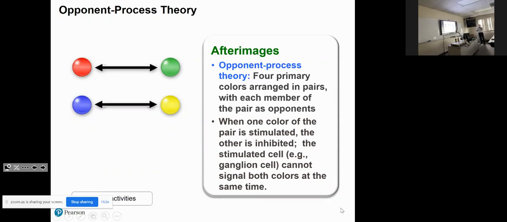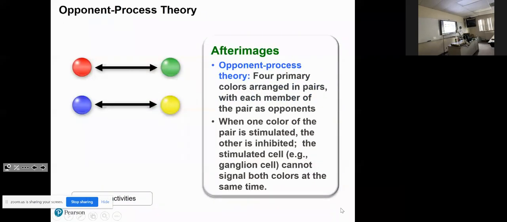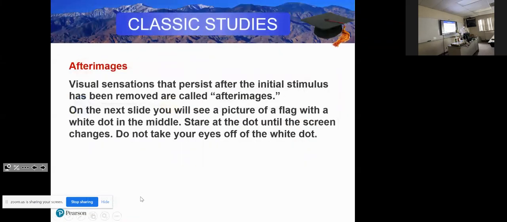Now, one of the ways that I have to really demonstrate this, actually, let me see if I can go to this lecture activity. All right, is afterimages. So this is a demonstration of the opponent processing theory. All right, so if you look up at the screen, focus on that white dot. Okay, I'll give you about 20 seconds to focus on it. And then stare really hard at that white dot.